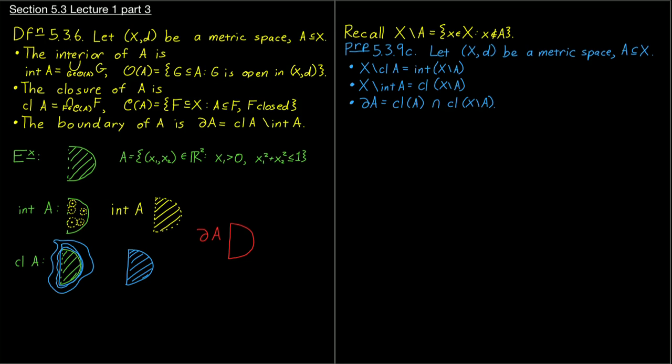So you can think of the closure of A as all the points that are close to A. They're so close to A that they're in all the closed sets containing A. The interior of A is then the points that aren't in the closure of the complement. It's all the points that are far away from the complement. And the boundary is the things that are in both closures, that are close to A and also close to its complement. And let's prove this.